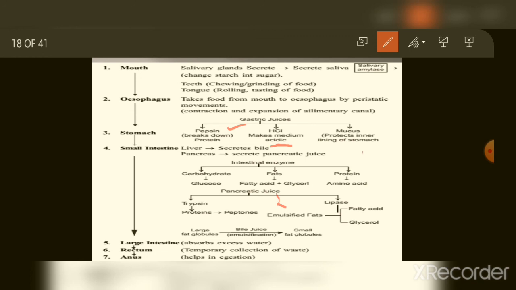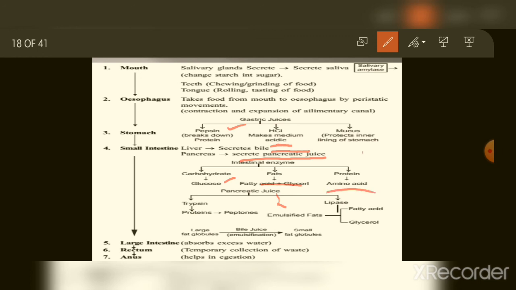So here you can see, in the small intestine, first of all the liver secretes bile, and then the pancreas secretes pancreatic juice, and the intestinal enzyme converts carbohydrates into glucose, fats into fatty acid and glycerol, and protein into amino acids.